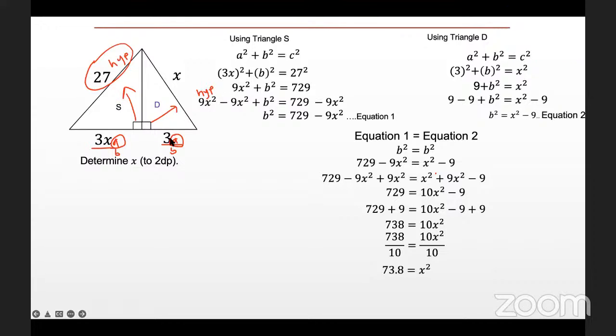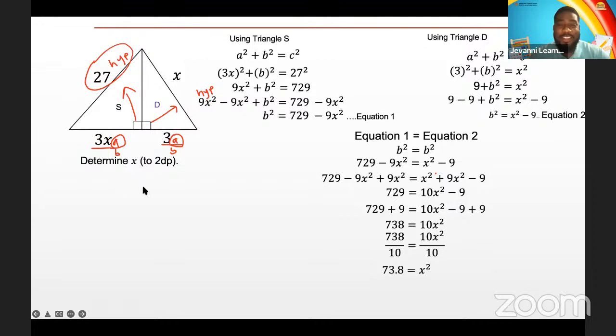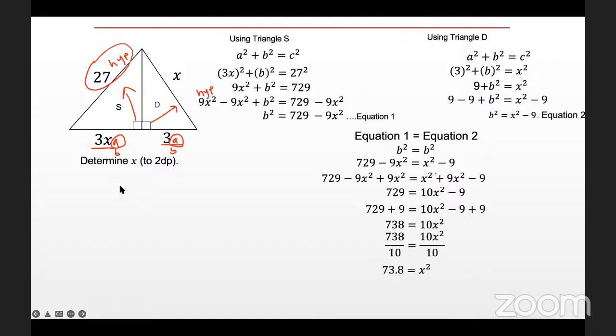Sir, I'm sure we said 2 decimal places. Oh, did we? We're not finished? Oh, yeah, it's true. We're not finished. You're going to square root. Good, thank you, Tatiana.